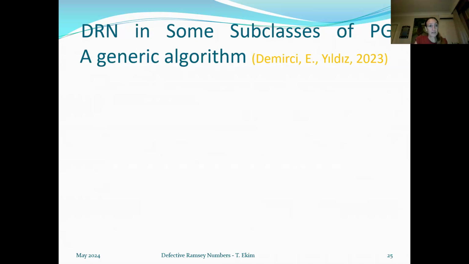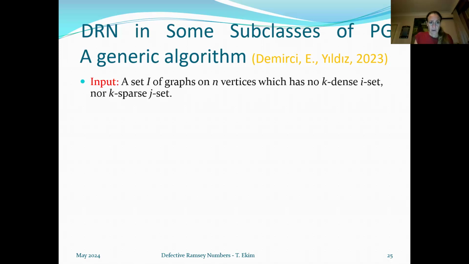And so we went on with some subclasses of perfect graphs and proposed a generic algorithm to compute defective Ramsey numbers in graph classes. Here is the main idea. Well, we start with a set of graphs on n vertices, which has no forbidden k-defective set. By this, I mean k-dense I set or k-sparse J set for given parameters I and J. So we start with the input set, which is, as we call, sub-extremal.